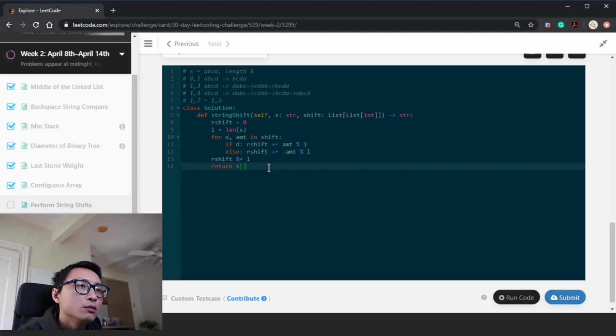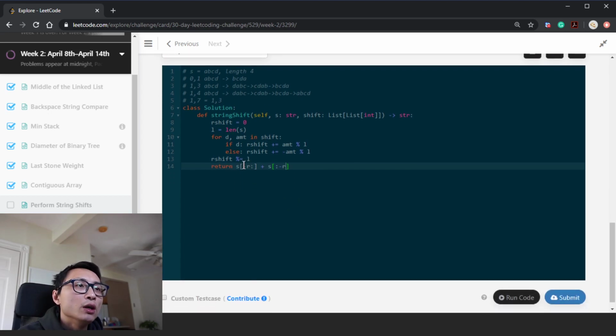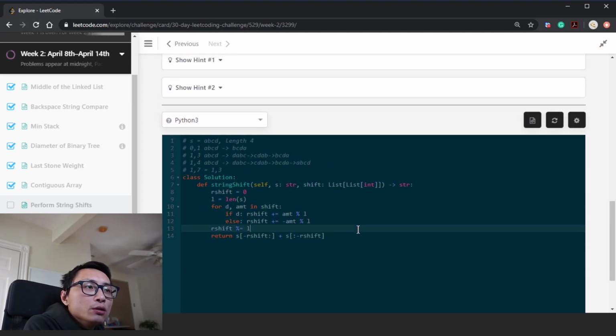So that's pretty much it. We can just do a string slice here. Since we are looking at the right shift, we move the end towards the beginning, by the right shift amount. So yeah, this should be the code.